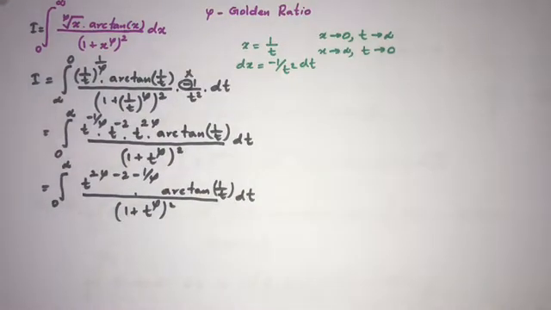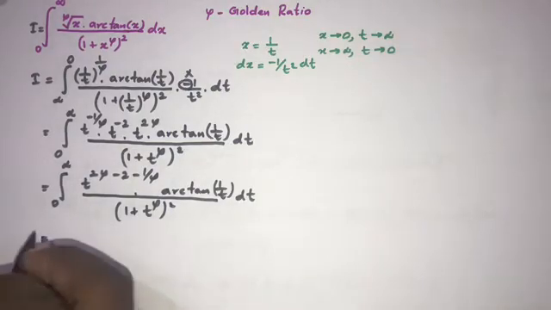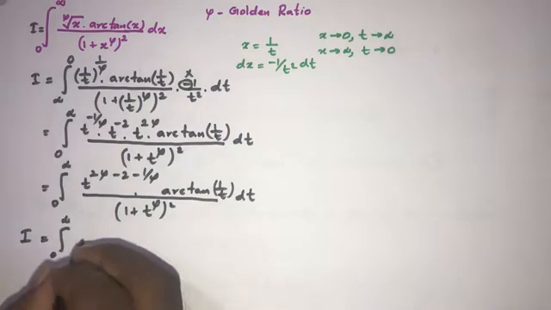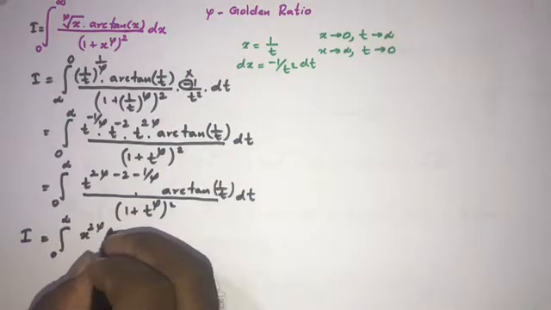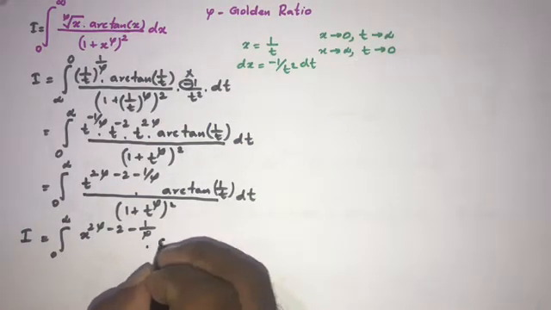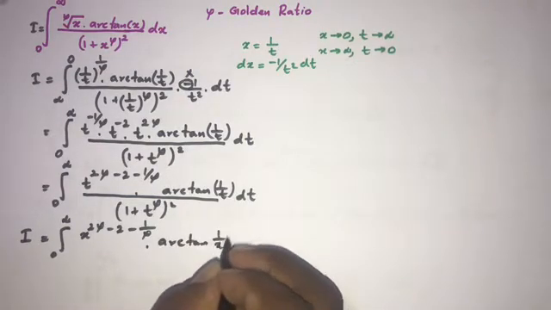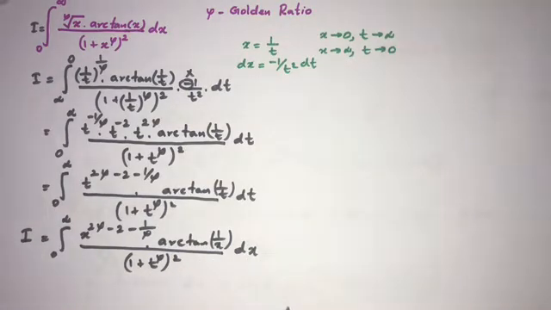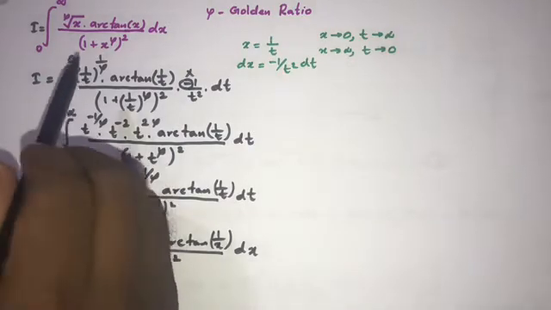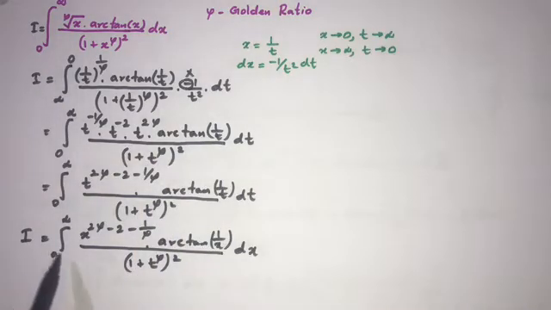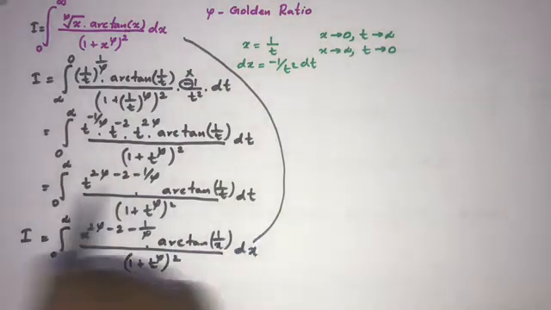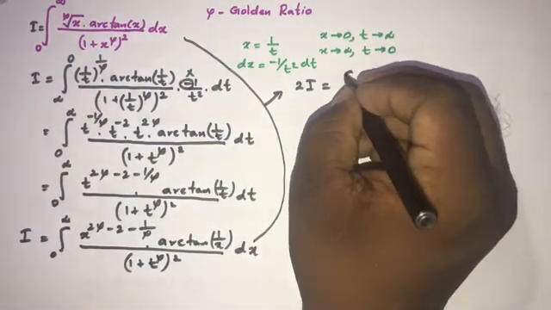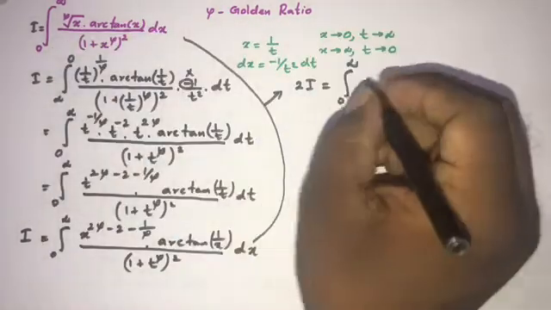Okay, now we can change the variable. So now this is also I, equal to the integral from 0 to infinity. Now instead of t we can plug in x, so x raised to the 2φ minus 2 minus 1 over φ times arctan of 1 over x over (1 plus x raised to the φ) squared, dx. Okay, now we know our integral is equal to I, and this is also equal to I, and now we can sum this. So we can write 2 times I is equal to the same limit, 0 to infinity.